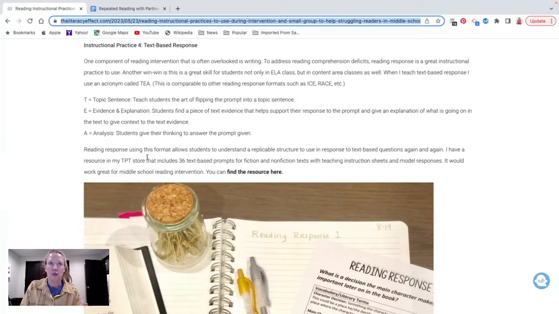So I like to use an acronym called TEA. The T stands for topic sentence, E for evidence and explanation, and A for analysis. You've maybe heard different strategies such as ICE or RACE, which are very similar in purpose.